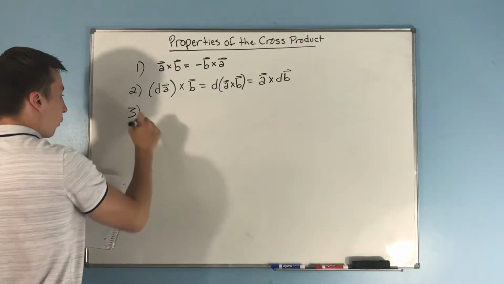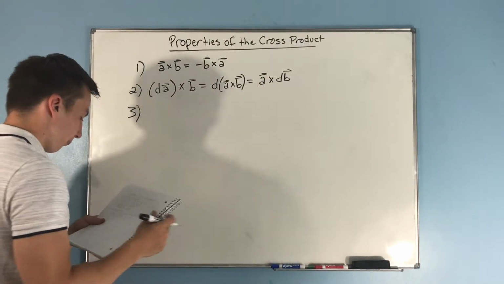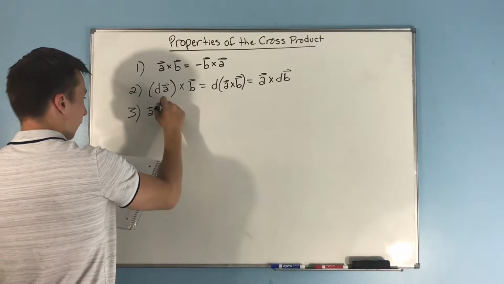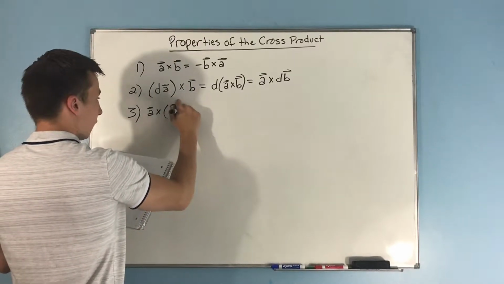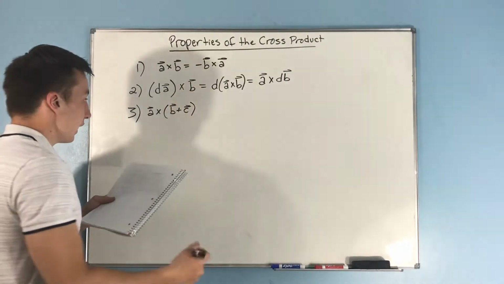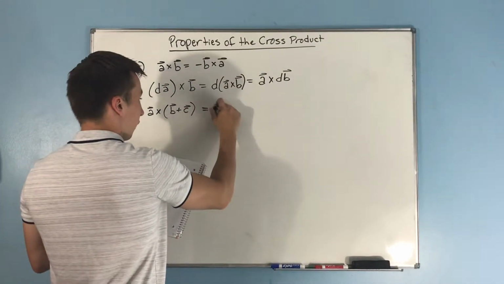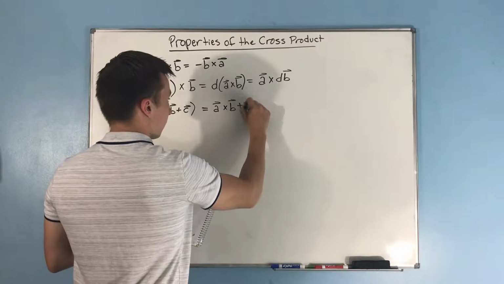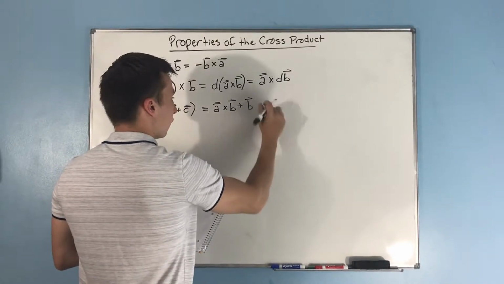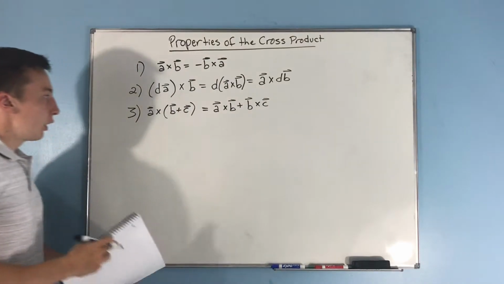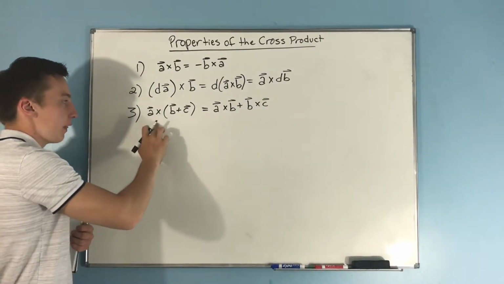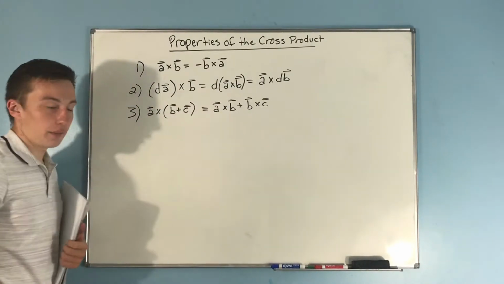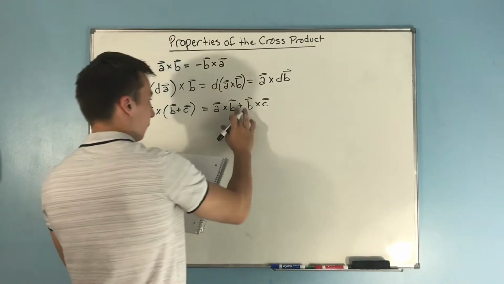Okay? So with our third property here, we have A cross, vector B plus vector C. That's going to be equal to A cross B plus B cross C. Okay, so you can see that you're basically distributing this cross product. So you can do A cross B and then do A cross C and then just add those two together. Okay, sorry here, this is supposed to be an A cross C.